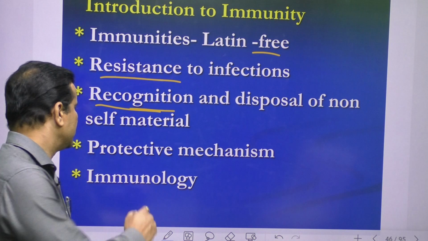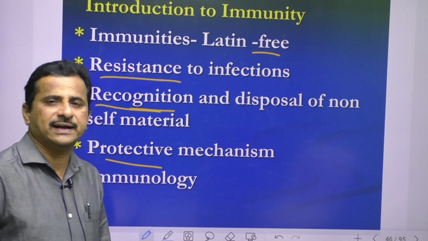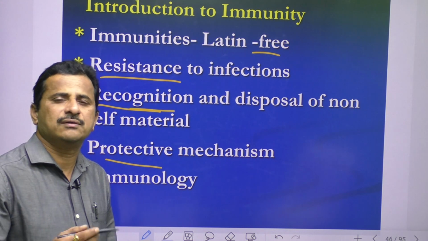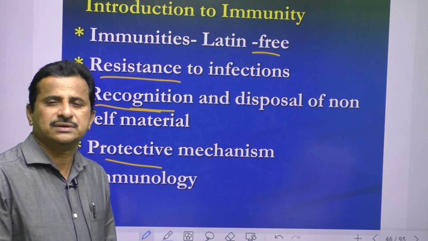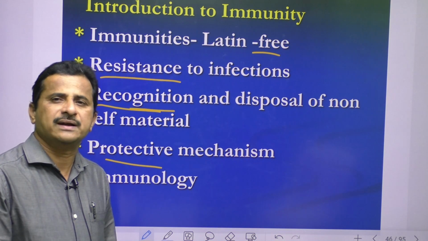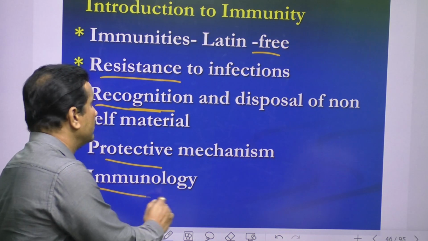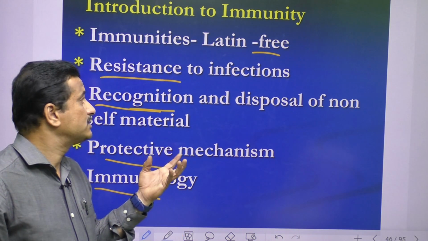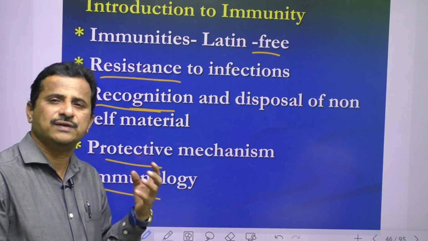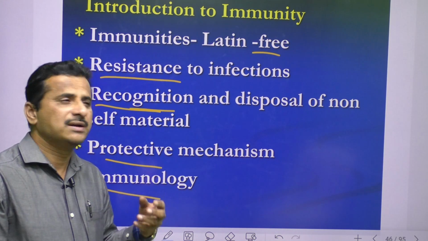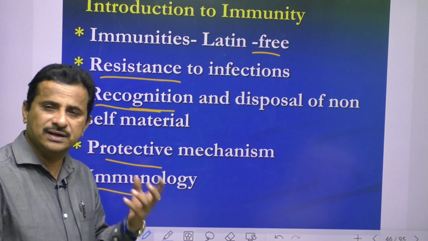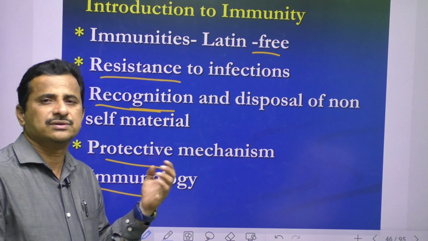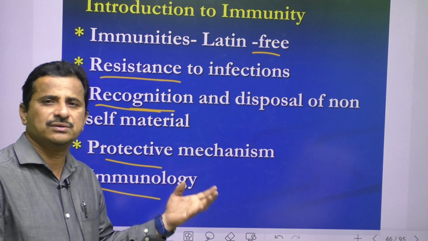Next, this is one type of protective mechanism. A person with high immunity has a great level of protection. That's why increasing immunity is compulsory, and the study of immunity is called immunology. So immunity means resistance to infections, the capacity to fight against infectious diseases and microorganisms, and the recognition and disposal of non-self material. These are the different definitions of immunity.